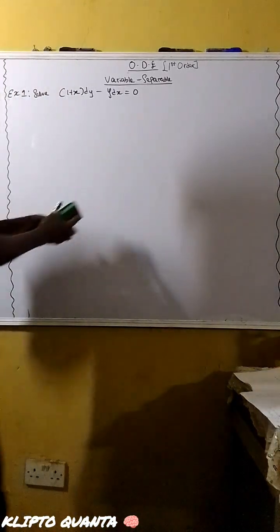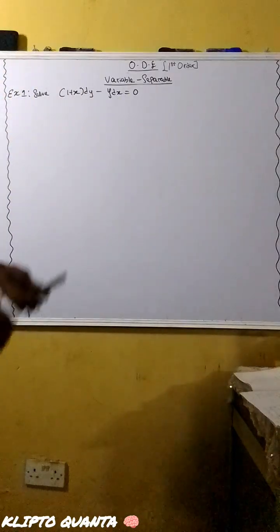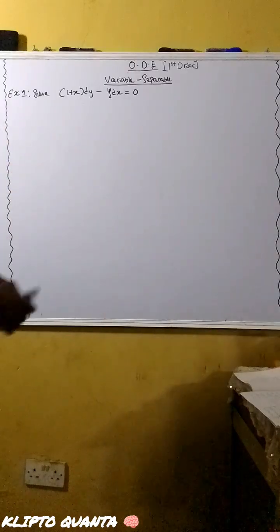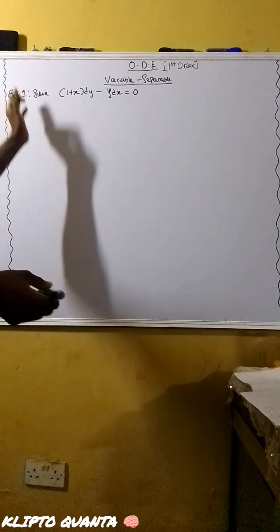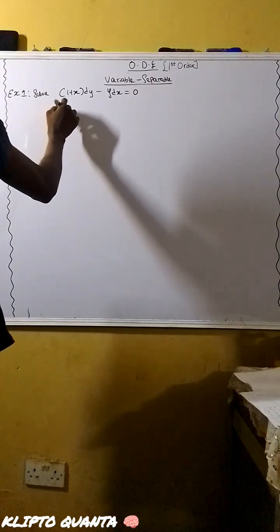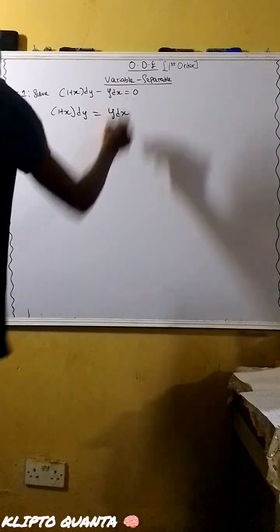Now, if you look at this certain question, we have (1 plus x) dy minus y dx equals 0. So we know the first thing we need to do is shift them to each side. Why shift them? We need the y variable here and the x variable here. So we can say you have (1 plus x) dy equals y dx.